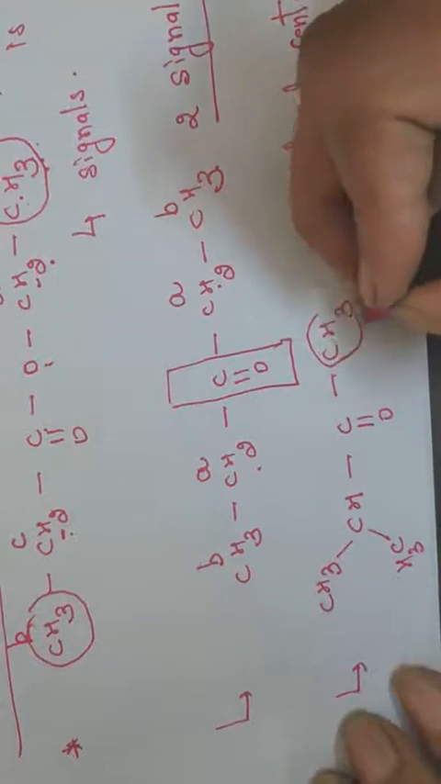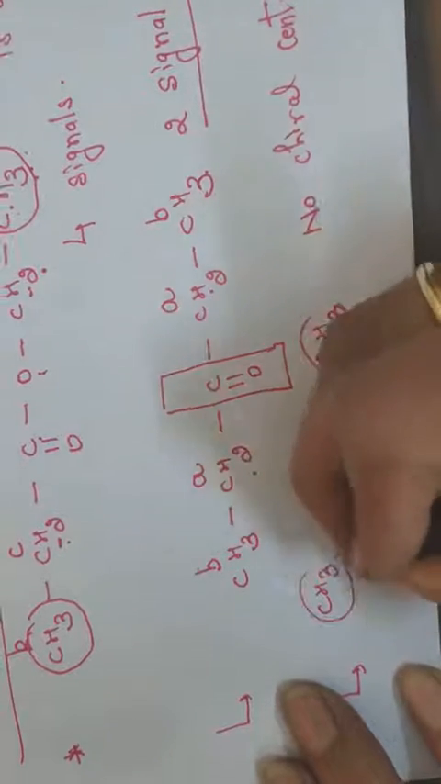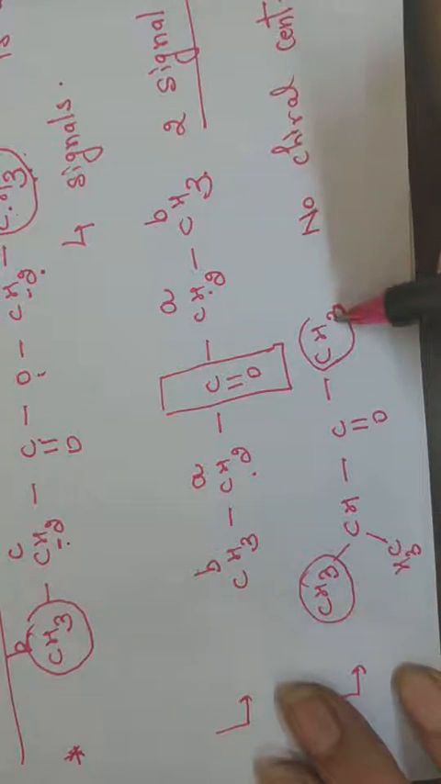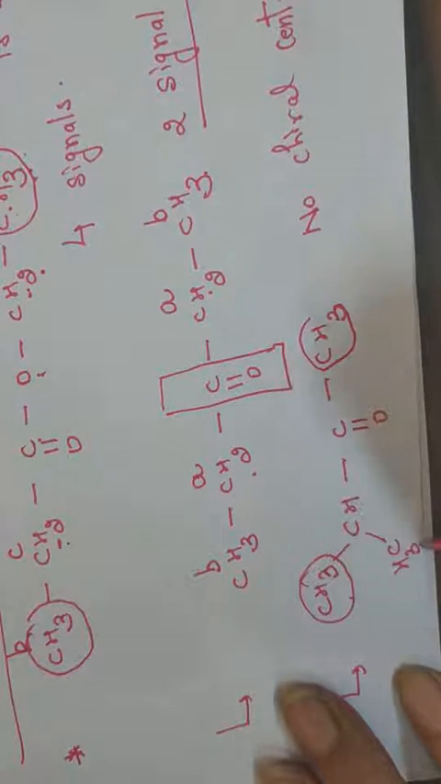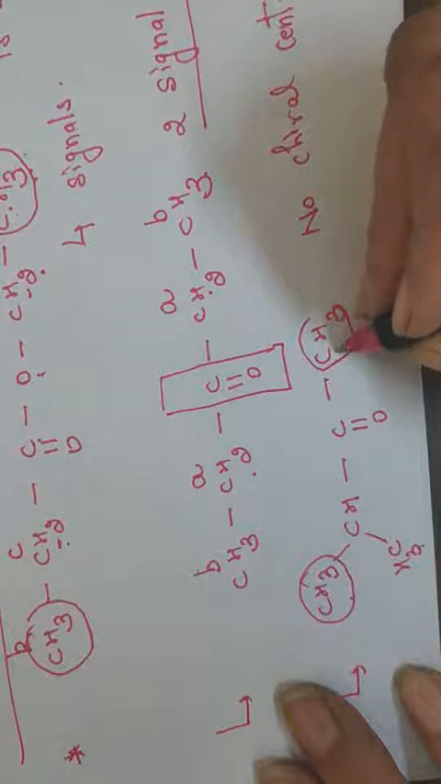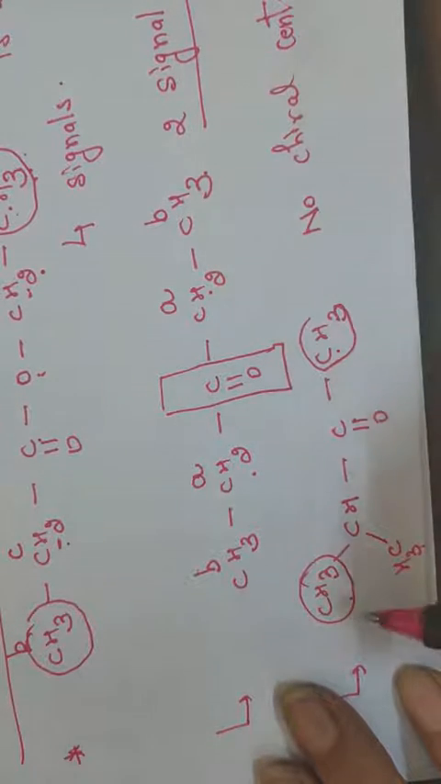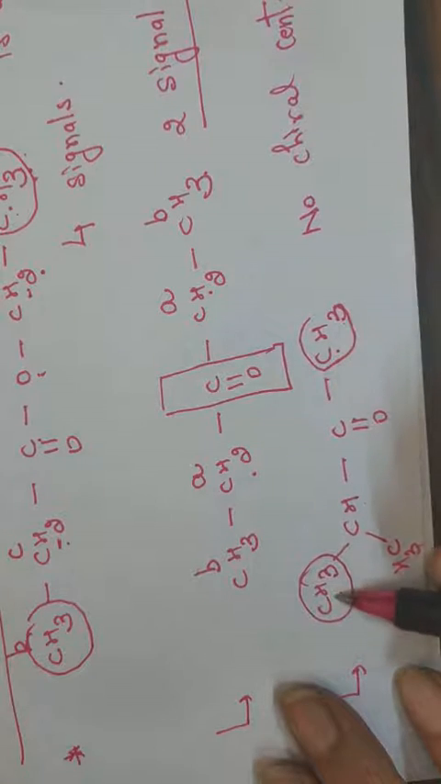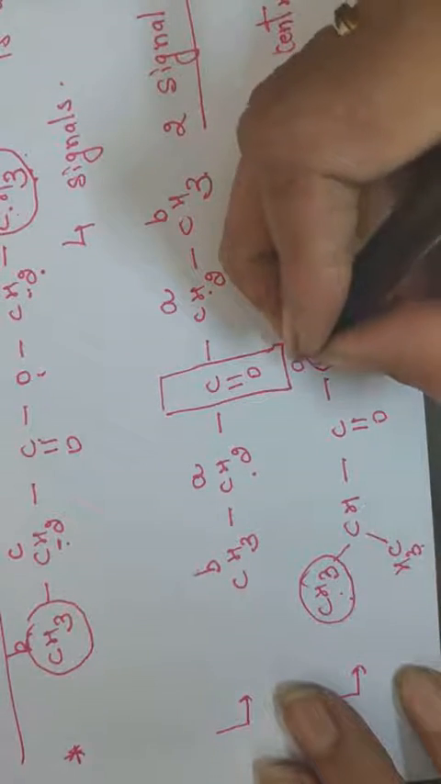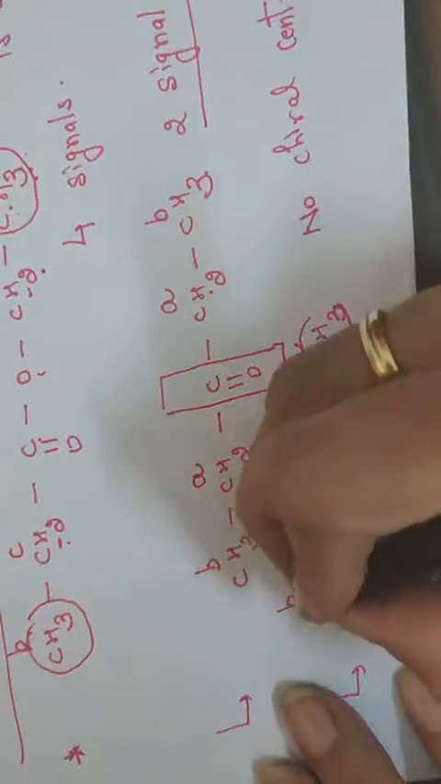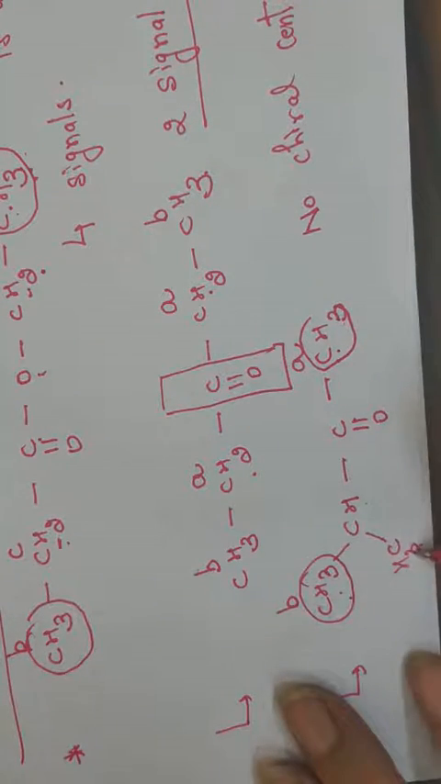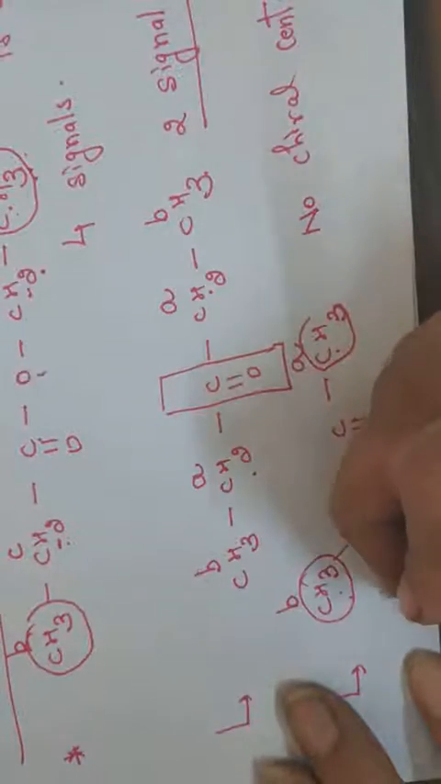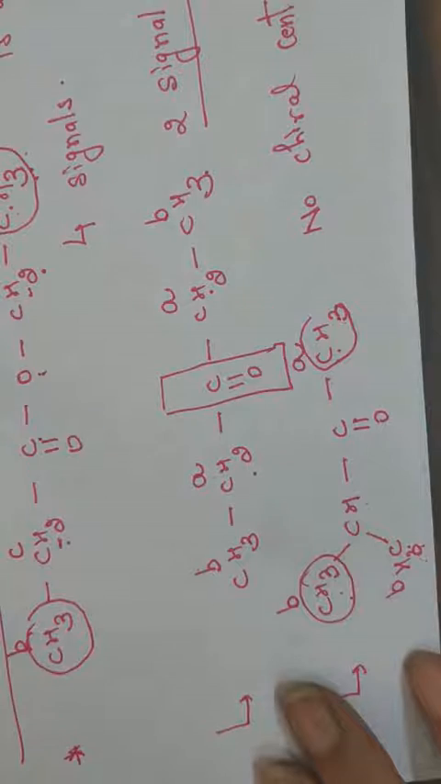These 3 protons are different from these protons. Why? Because this carbon is attached to the carbonyl group, whereas this carbon is attached to CH. So the chemical environment of this is different from this. If this is A type of proton, this will be B. And these 3 protons are similar to these because their environment is the same. So this is also B type of proton.